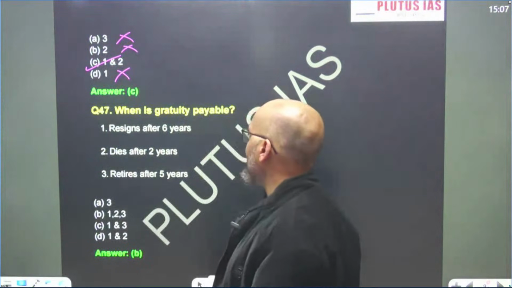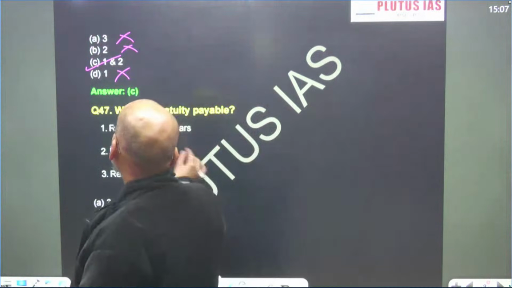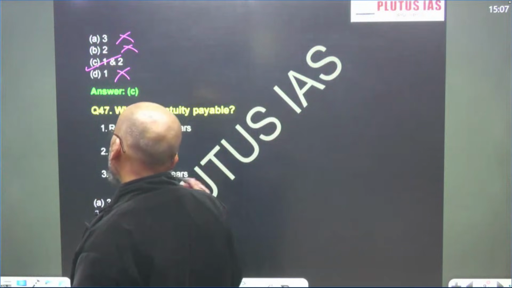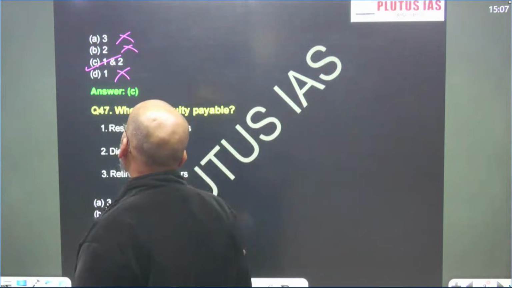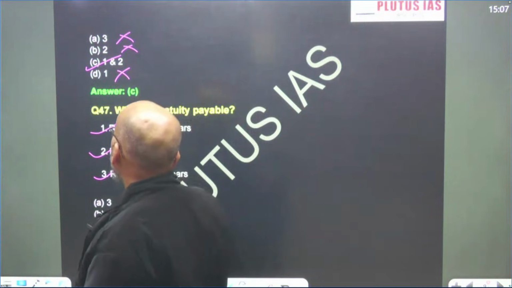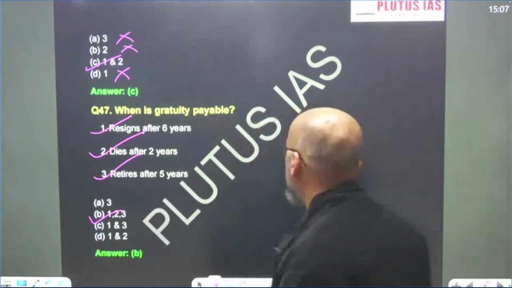Next question, when is gratuity payable? Resign after 6 years, dies after 2 years, retires after 5 years. 1 is correct, 2 is correct, and 3 is also correct. So statements 1, 2 and 3 are correct. Option B is correct here.